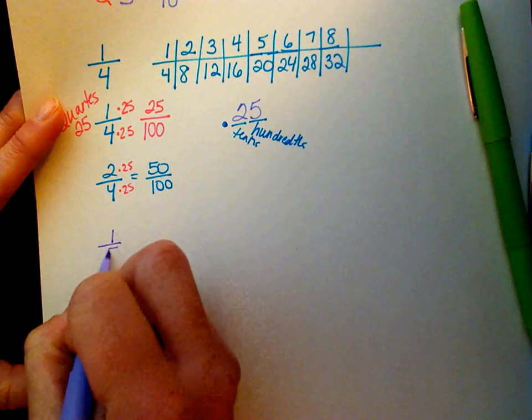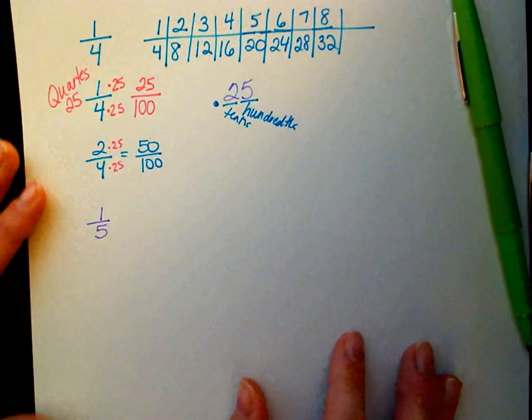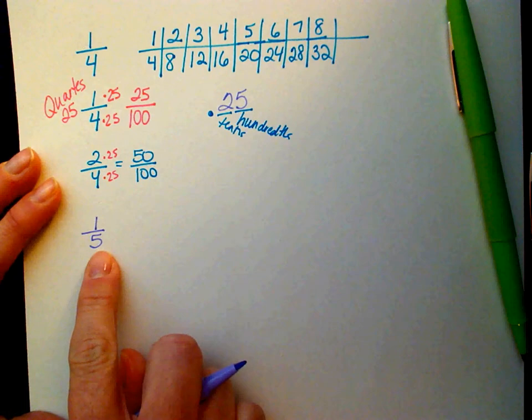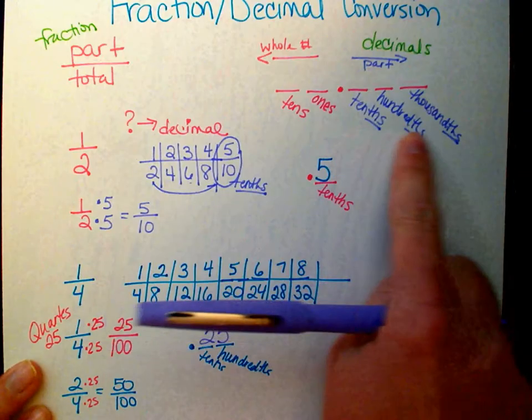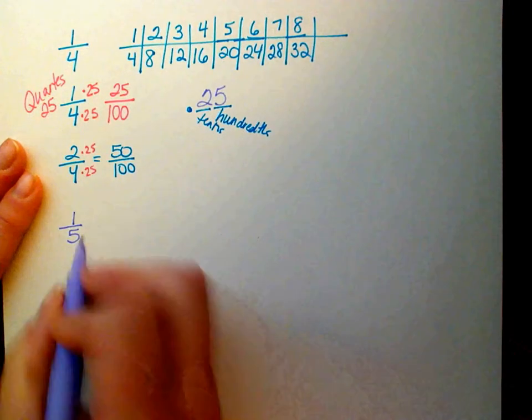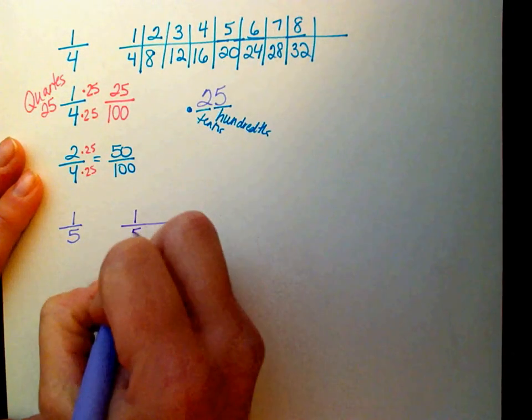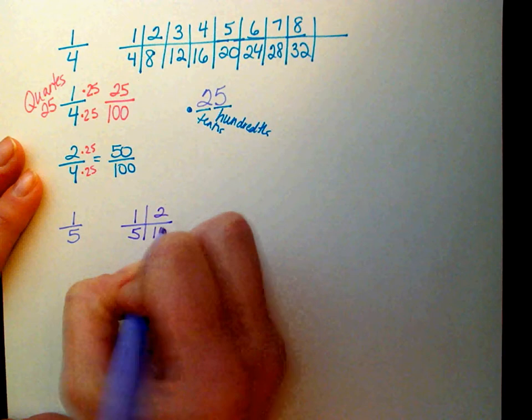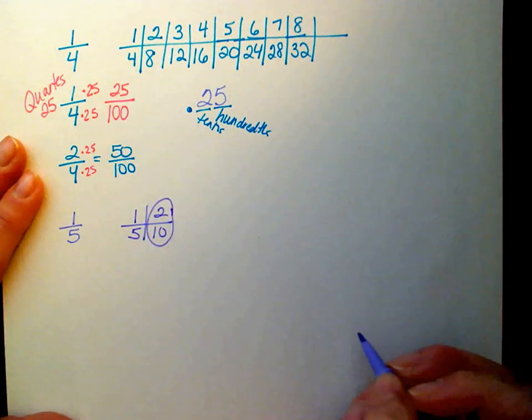The next one that we did was fifths, 1/5. Okay, well, 1/5, again, there's no fifths place. I need to get to a tenth, hundredth, or thousandth. Well, I can make this one grow really easy, because 5 is so close to 10.